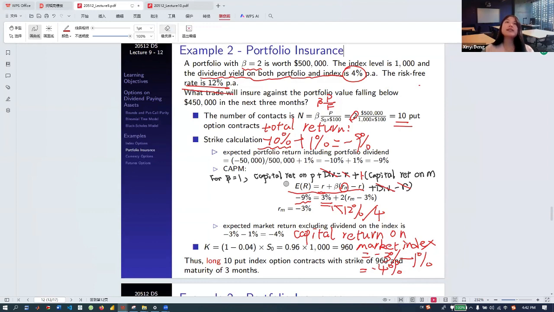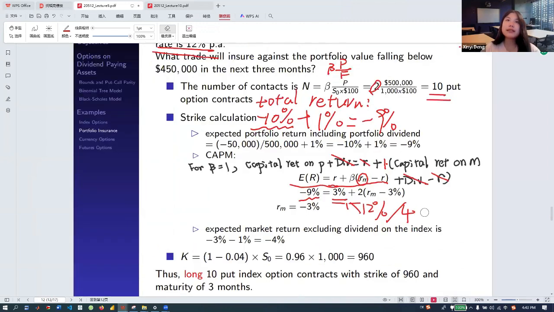Now we can utilize that return on the market index to determine the strike price. Utilizing this minus 4% of capital return, we calculate the strike price as 1 plus minus 4%, therefore 1 minus 0.04, times S0. So 0.96 times 1,000, and the strike price is equal to 960.